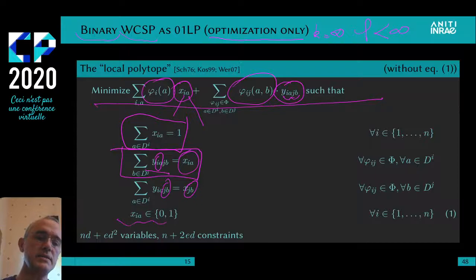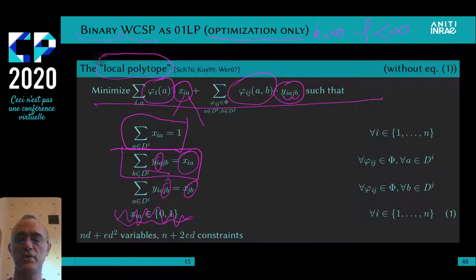If you add this integrity constraint, this encodes the pure optimization side of the WCSP. If you forget this integrity constraint, you have an LP, which is very famous, and which is called the local polytope for the WCSP problem.